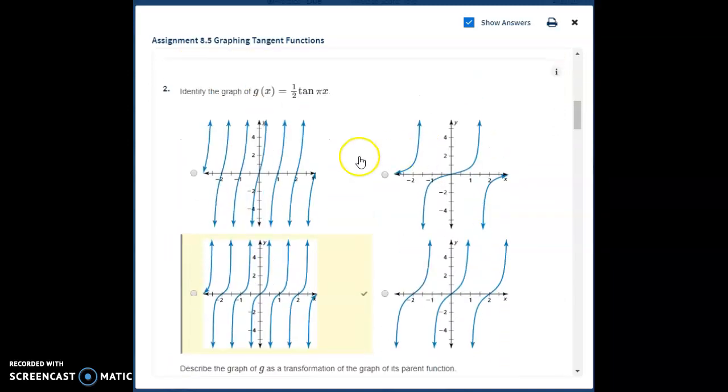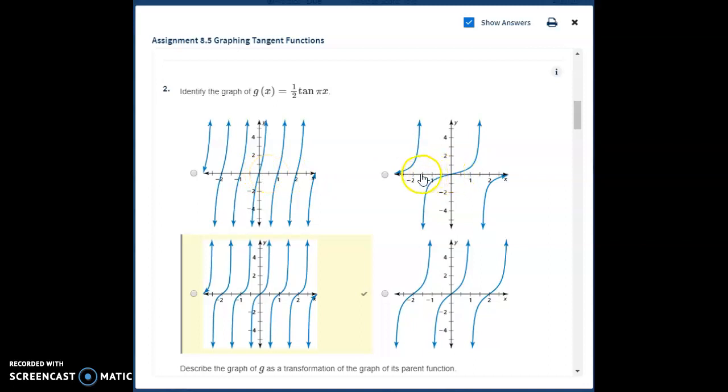Number 2. Let's first look at b, which is pi, and let's find out what the period would be. Well, the period would be pi divided by pi from that formula in your notes. So pi divided by pi is just 1. So that means that the period goes for 1 unit. And notice on this one, it does go from 0.5 to negative 0.5. So that one might work.